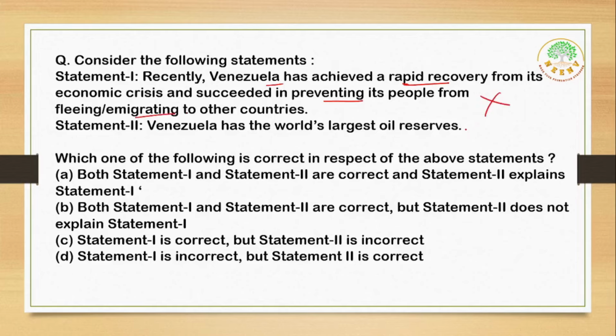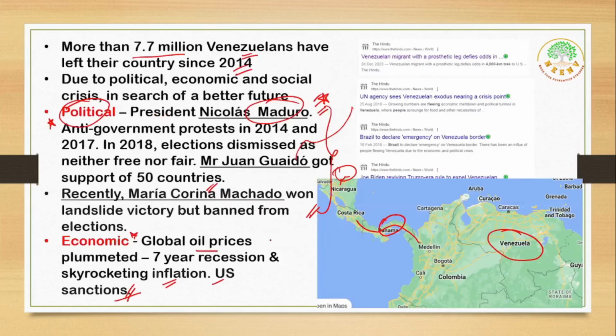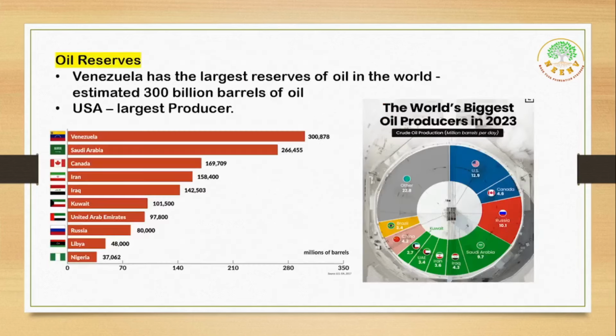Venezuela has the world's largest oil reserves. While discussing the economic crisis, we discussed how Venezuela has been blessed with lots of oil resources. Yes, it is indeed the largest reserves of oil in the world, estimated to be almost 300 billion barrels. But currently, it is not exploiting all of it. At the same time, you should note that currently USA is the largest producer. Venezuela has the largest reserves. It is not the largest producer, but USA is the largest producer.